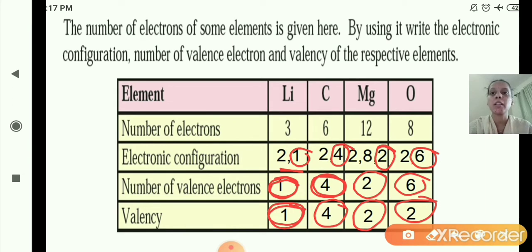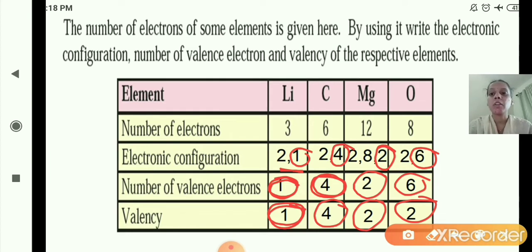I hope you are clear with this table. So in this way we are writing electronic configuration, number of valence electrons and valency. Electronic configuration is based on the number of electrons present. First shell is K shell. The maximum capacity of K shell is 2 electrons. Then the next one is L shell. The maximum number of electrons in the L shell is 8, M shell 18 electrons and N shell 32 electrons. So in this way we will write down electronic configuration. We'll start from the first shell, that is K shell, K, L, M, N and so on.